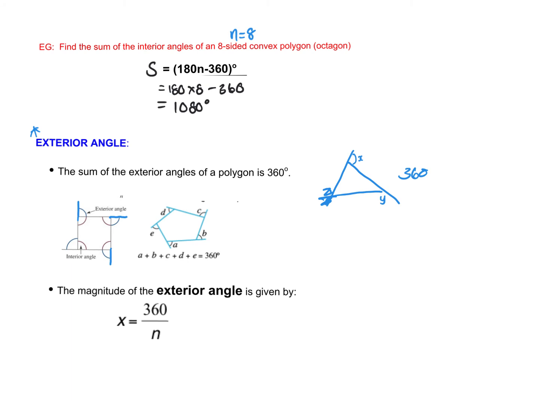All right, so if you have to find just one exterior angle, so say here we just wanted to find what A is, it's going to be 360 divided by n. Now this is a 5-sided shape, so n equals 5. So A would equal 360 divided by 5, which equals 72. Okay, so I know that's 72 degrees in there.